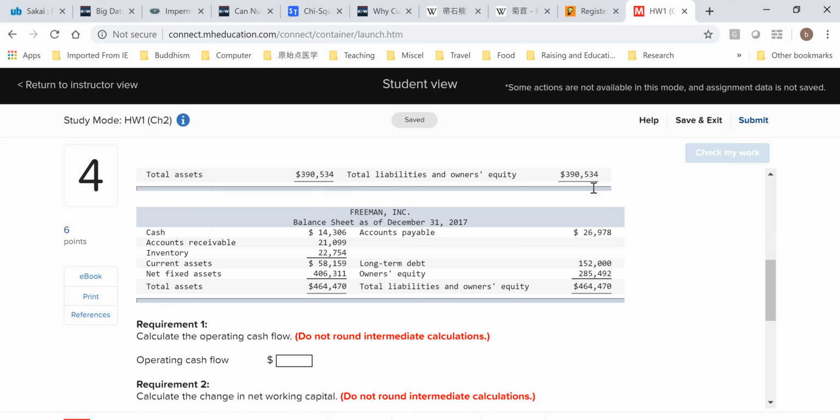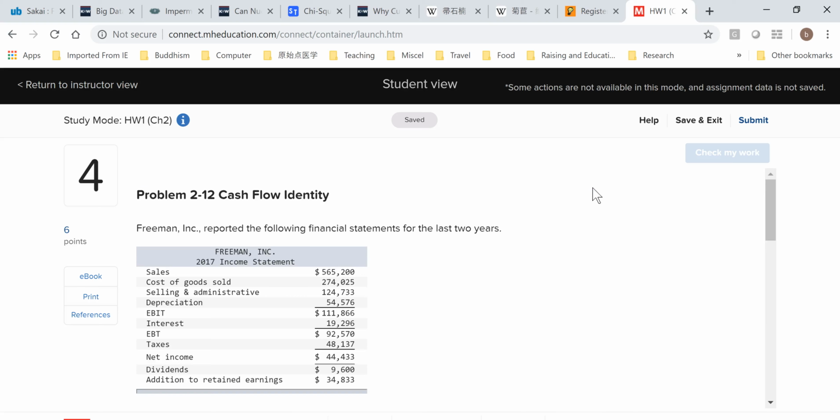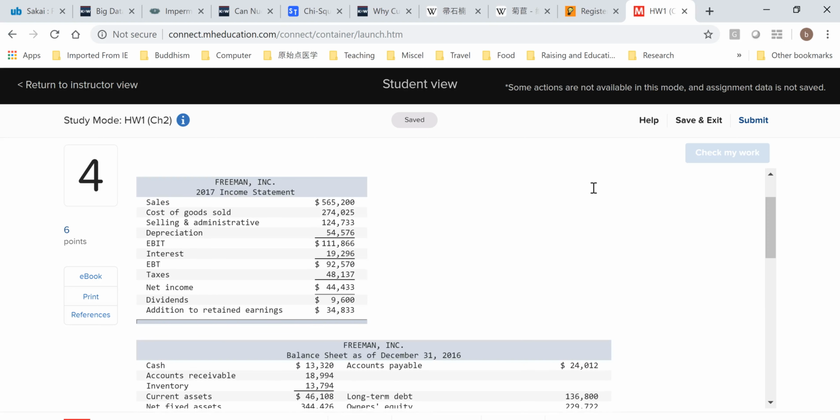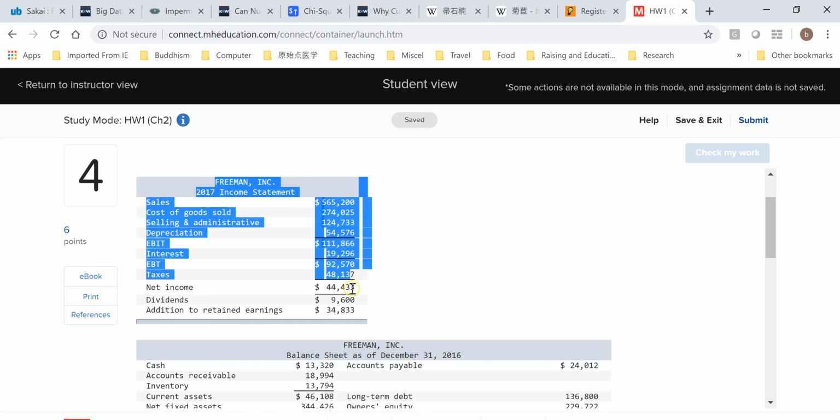So requirement 1, calculate the operating cash flow. Operating cash flow we can calculate from the income statement, right? And you can use multiple tools to do that calculation. You can use a calculator, either scientific calculator or financial calculator. You can also choose to use Excel, and that's my choice here. And the reason will be clear very shortly.